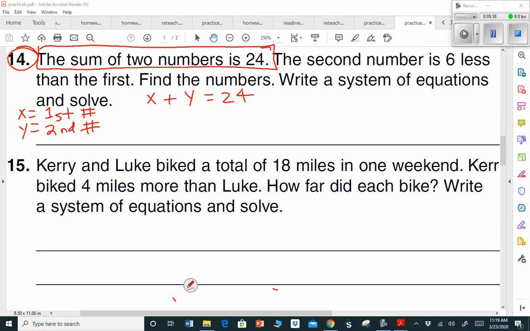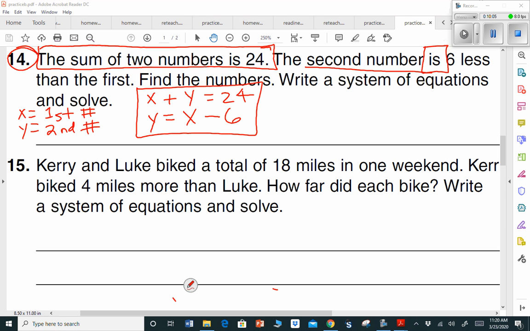Then we've got the second number. Second number is y. Is, remember in math, linking verbs is, are, was, were are often the equal sign. The second number is 6 less than the first. The first number is x. 6 less than that would be x minus 6. And we're just going to set it up for today. You've solved a bunch of them already.